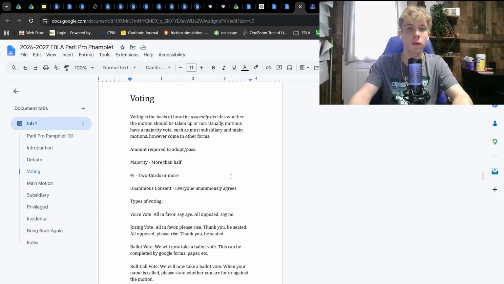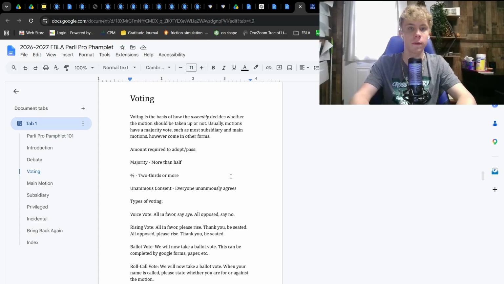And then we have two-thirds. As implied for majority, it is two-thirds of the assembly or more. And lastly, we have unanimous consent. Unanimous consent would be everyone agrees, but it's not a formal vote. We would say, we're holding unanimous consent, or whatever it may be. Are there any objections to? If there's an objection, it's not unanimous consent because not everyone agrees, and then it goes to a formal vote, such as a majority or two-thirds.